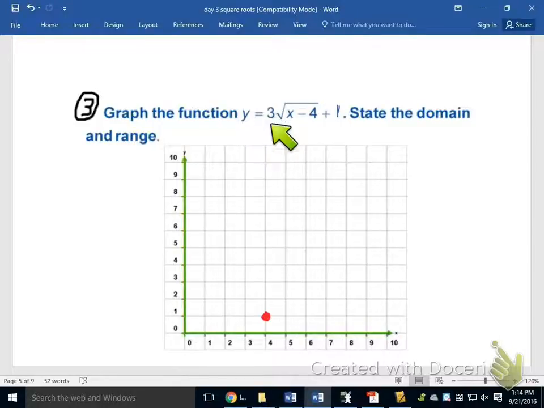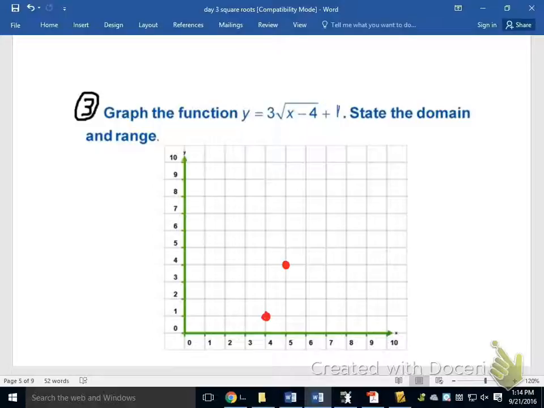Now, how do I do that? Let's go to where the vertex is, and let's go over 1 unit. And the square root of 1 is 1. So I should go up 1. But remember, we've got to multiply that by 3. So I'm actually going to instead go up 3 units. There's a good second point.